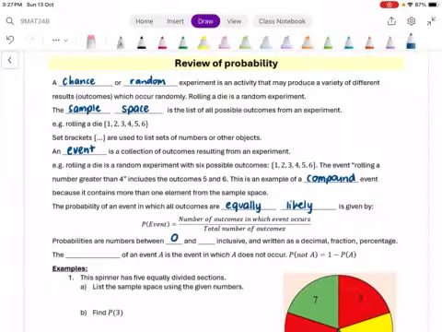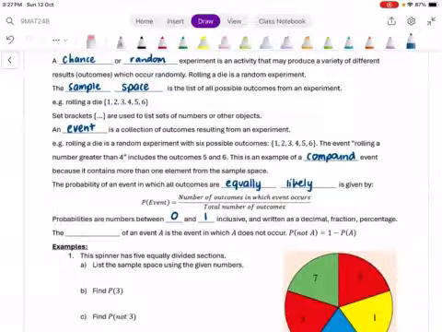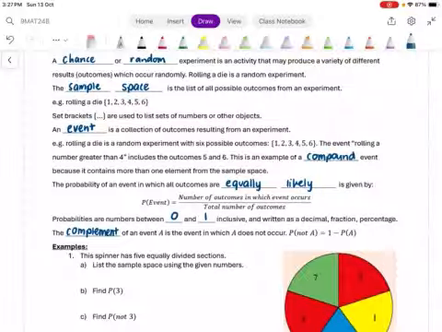The complement of an event A is the event in which A does not occur. We calculate the probability of not A by going 1 minus the probability of A. Let's have a look at some examples.